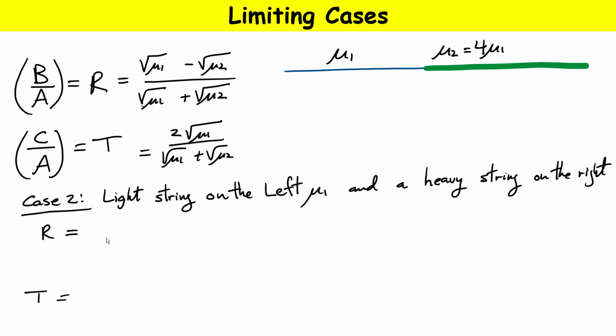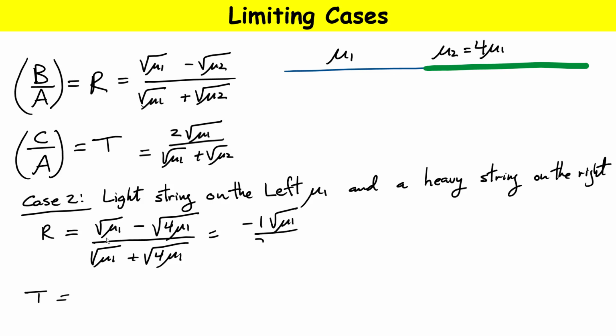So all you have to do is substitute the values here. You'll get root of mu1 minus root of 4 times mu1 and divided now by root of mu1 plus root of 4 times mu1. All right, you simplify that, you could take a 2 out of the square root term, so you're left with minus 1 times root of mu1 over 3 times root of mu1. That gives me minus 1/3 for that reflection coefficient.